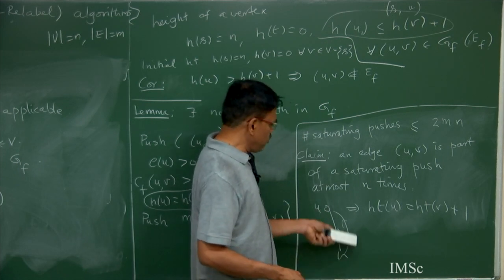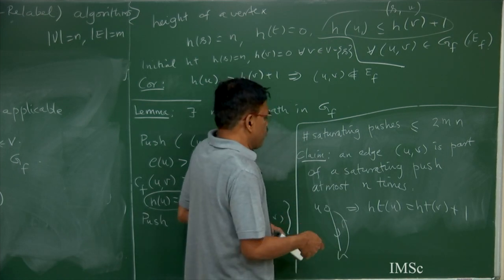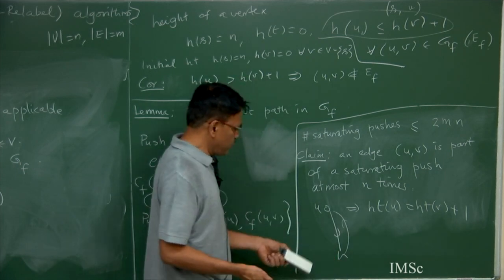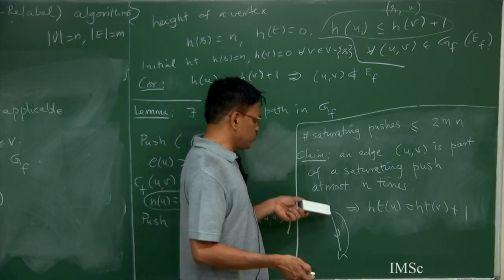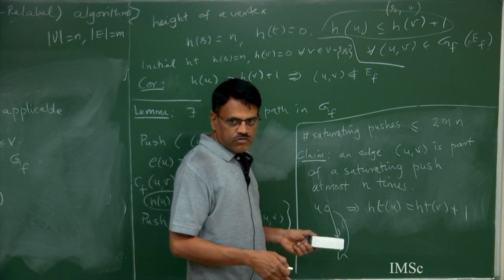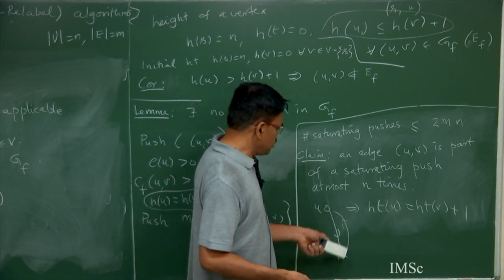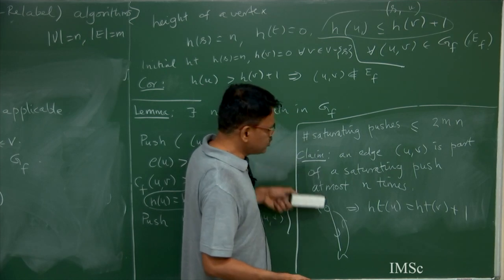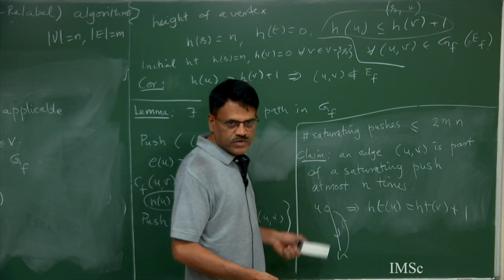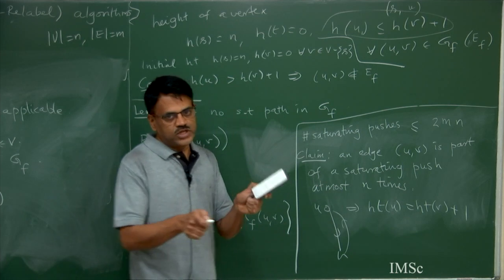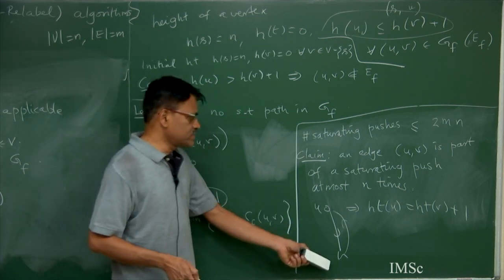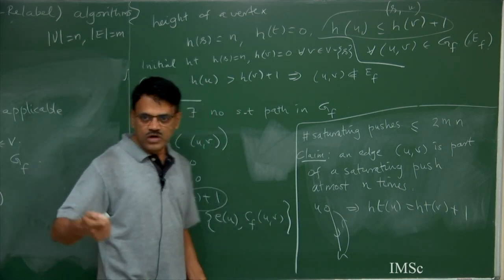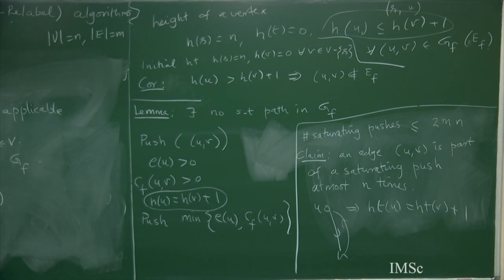For a flow on the reverse, for the edge to get into the residual network, there must have been a flow through the edge VU. For a flow to happen through the edge VU, height of V must have increased by at least 2 from what it was. So between two saturating pushes, height of a vertex increases by at least 2, and height can become at most 2n. So that proves this.